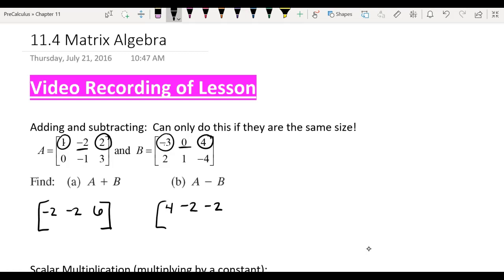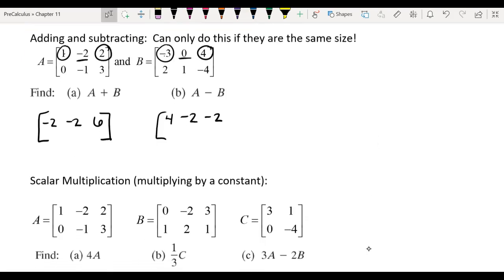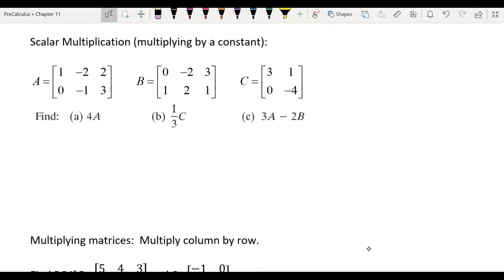Then there's something called scalar multiplication. Scalar multiplication means you're just multiplying by a constant. You're multiplying it by a number. So for example, if you have 4a, it means you're multiplying all of these by the number 4. Okay, so if you just did it to the first line, you would get 4, -8, 8, and you would go on. You would do the same thing with the 1/3. If you multiplied something by 1/3, obviously you're going to get some fractions in there, correct?